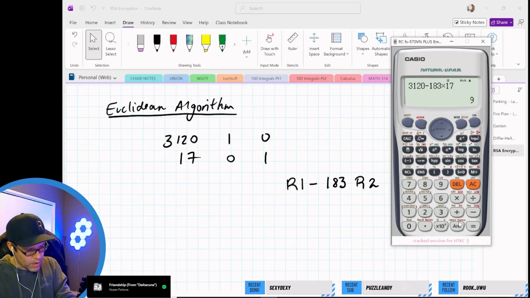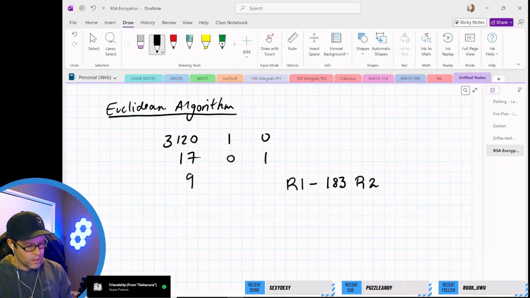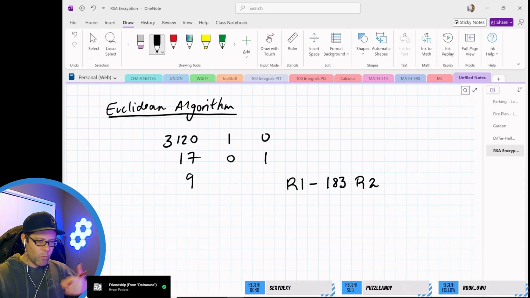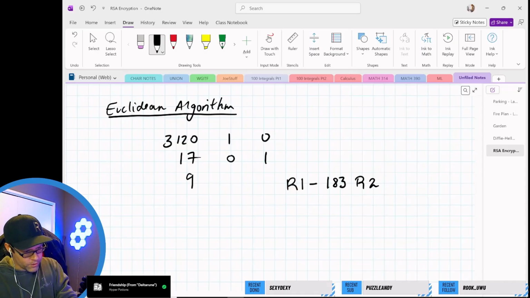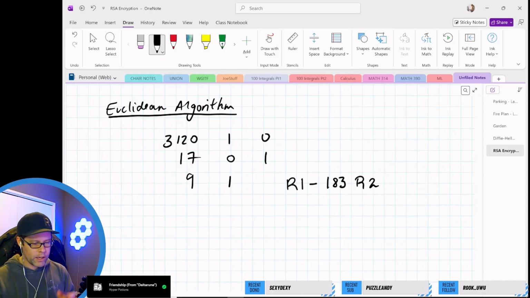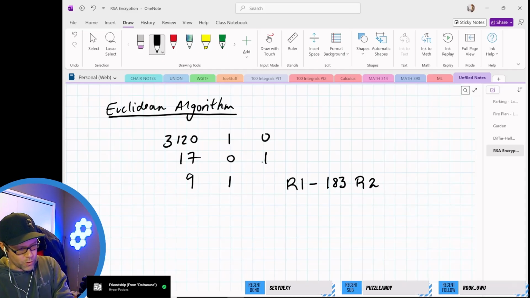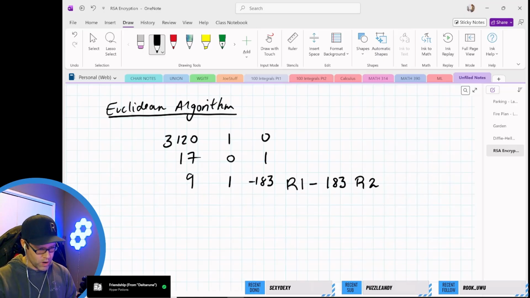That's going to leave us with the number 9. Looking at column 2, we have 1, take away 0, so we're going to be left with 1. And then looking at column 3, we're going to have 0, take away 183. So I'll have negative 183 here in column 3.